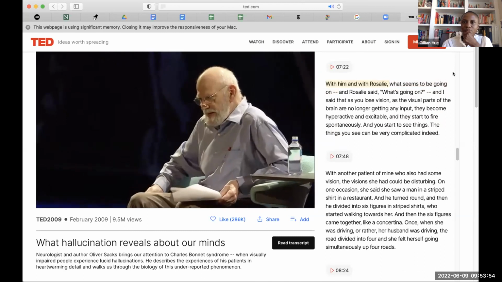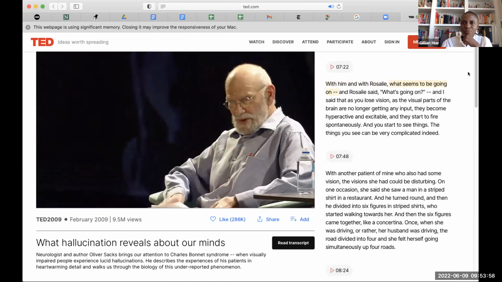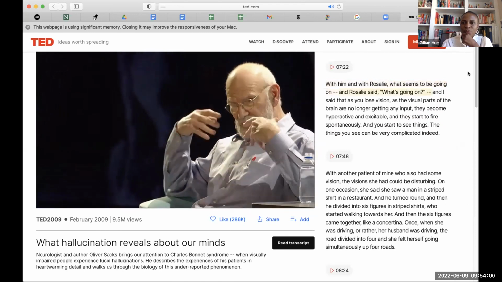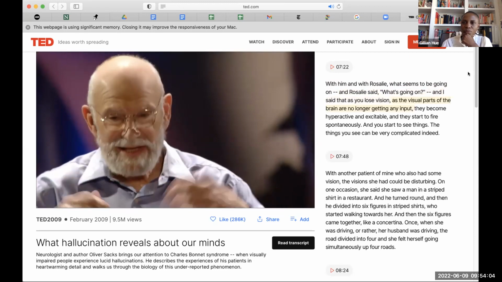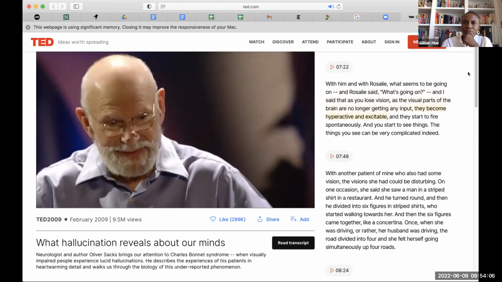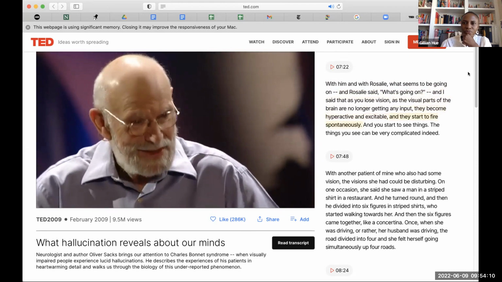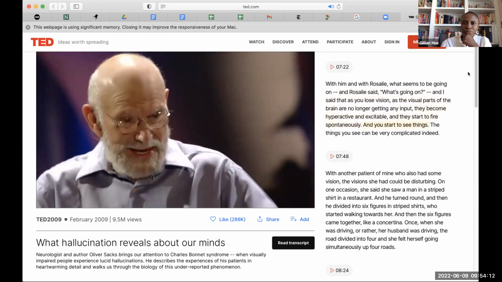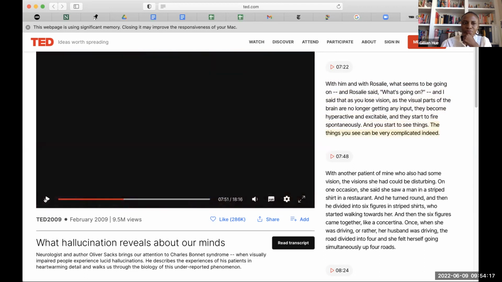With him and with Rosalie, what seems to be going on, and Rosalie said what's going on, and I said that as you lose vision, as the visual parts of the brain are no longer getting any input, they become hyperactive and excitable, and they start to fire spontaneously, and you start to see things. The things you see can be very complicated indeed.